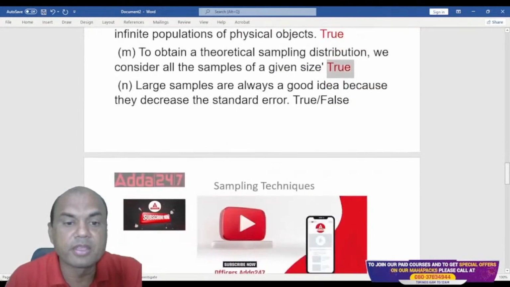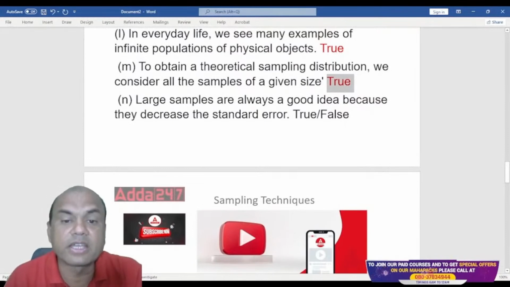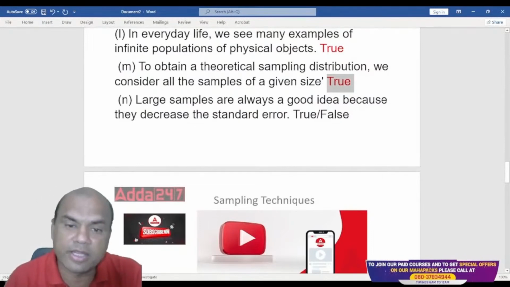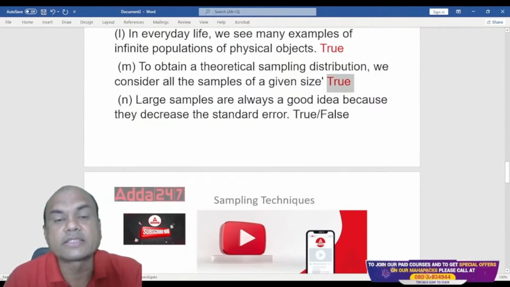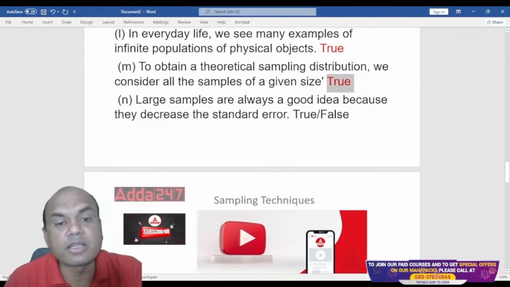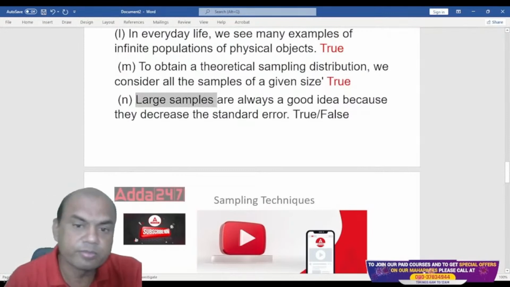Next one. Larger samples are always a good idea because they decrease the standard error. So if I have larger samples, will it decrease my standard error? Yes, they will decrease. Just now we saw it in one of the above questions. As the sample size increases, the standard error will decrease. So does it mean I must always go for larger samples? Is it true?